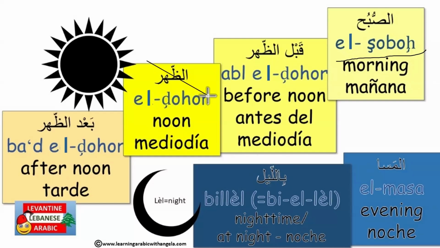And we have الظهر, noon. And بعد الظهر, afternoon, or the afternoon. بعد is after, الظهر is noon. المساء, evening. In standard Arabic, it's المساء with a glottal stop.